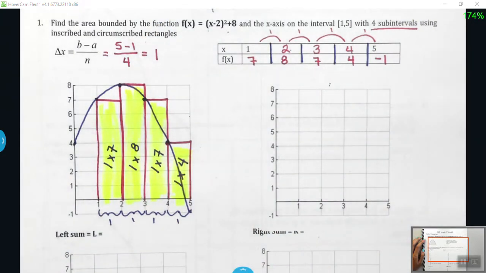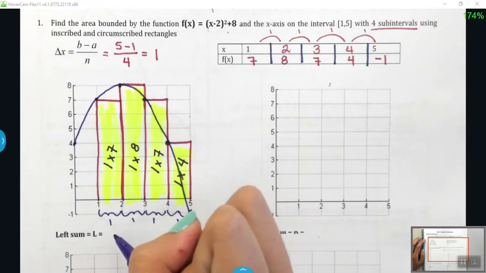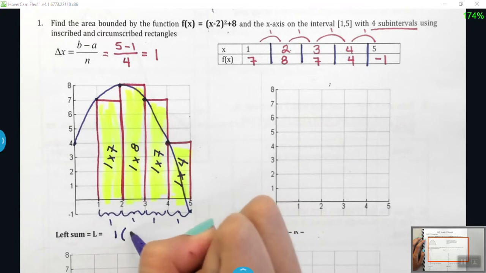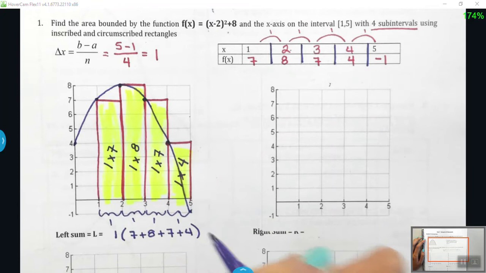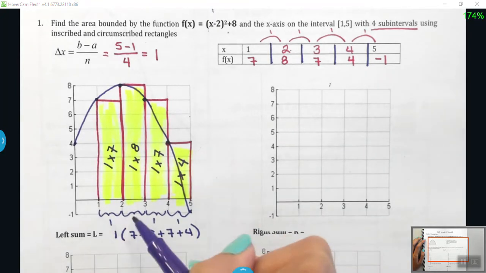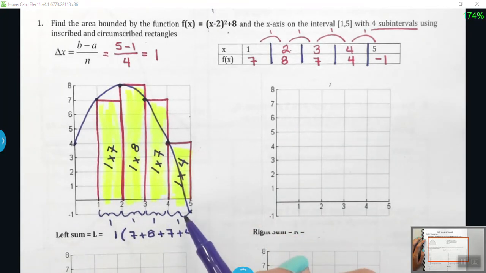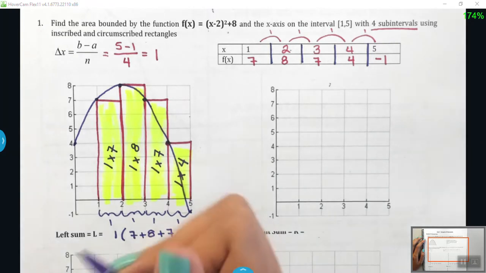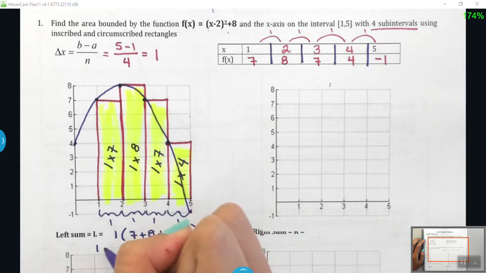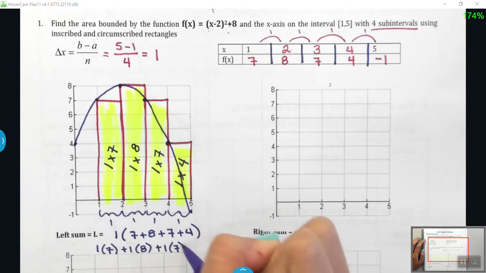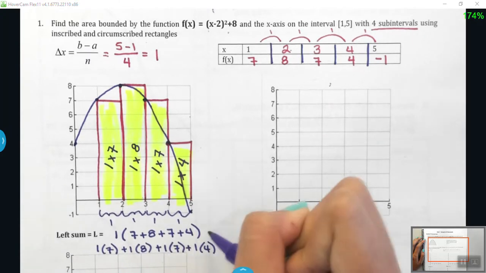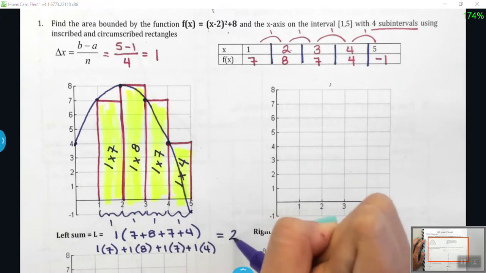Okay. So there's 2 ways to write it. For left sum, you can do 1 times 7 plus 8 plus 7 plus 4, because the width of your rectangle doesn't change. Or if you want to write it all out, you can do 1 times 7 plus 1 times 8 plus 1 times 7 plus 1 times 4. But that equals 26. Okay.